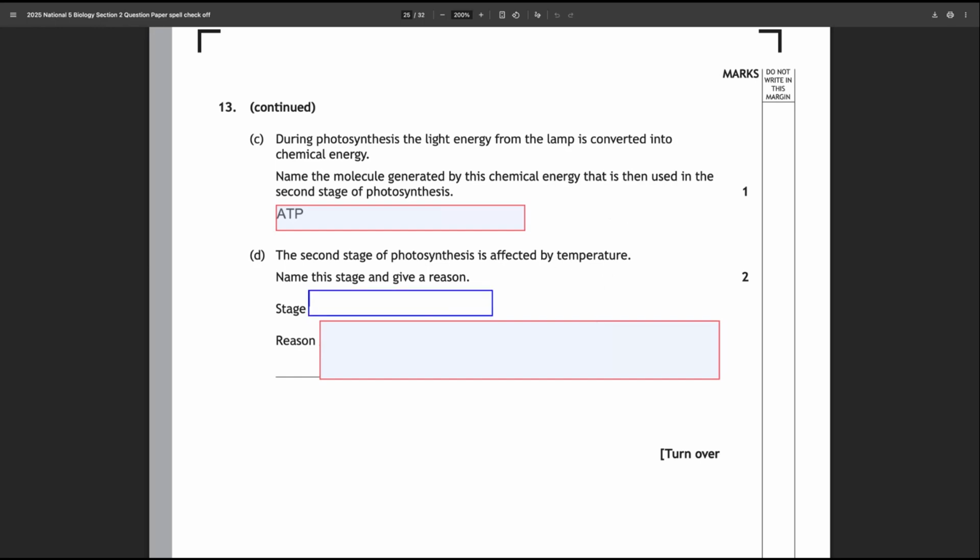Okay, the second stage of photosynthesis is affected by temperature. Name this stage and give a reason. So the second stage of photosynthesis, again, it's a knowledge-based question, is carbon fixation. Now, this is a bit of a trickier question. What is the reason? Why is it affected by temperature? Well, we know, like respiration, that photosynthesis is an enzyme-controlled reaction, or a series of enzyme-controlled reactions. And because of that, because it's controlled by enzymes, it's going to be affected by temperature. So enzymes are affected by temperature. Just to complete our answer and make sure of getting that mark there.